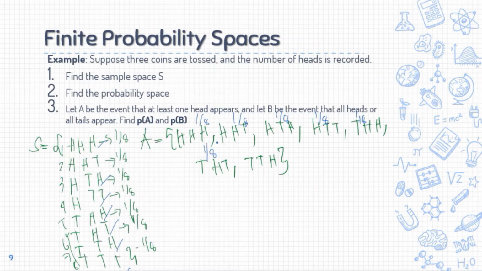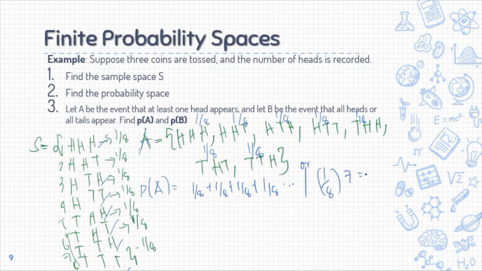And then we just add them, to get the probability of event A. So the probability of A is basically 1/8 plus 1/8 plus 1/8 plus 1/8 and so on. How many are there? 1, 2, 3, 4, 5, 6, 7. So 1/8 times 7, which is 7/8. So that is our probability of A.